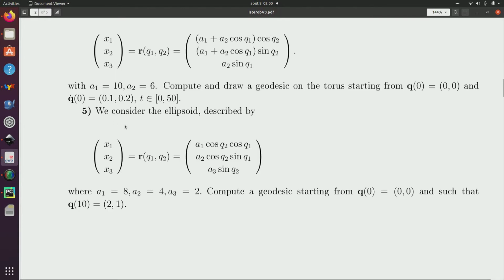Question number 5. I consider an ellipsoid given by this equation. I know the coefficients a1, a2, a3 corresponding to different radii, and I have to compute the geodesic which starts in q of 0 and reaches at time t equal to 10 the point (2, 1). So this one, 0 and 0 to 1, are given in the configuration space in the q1, q2 space.